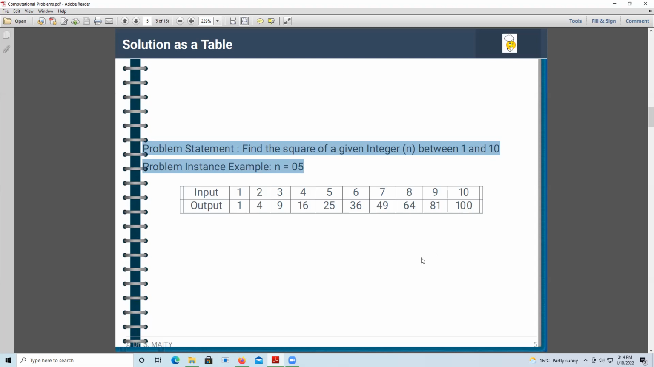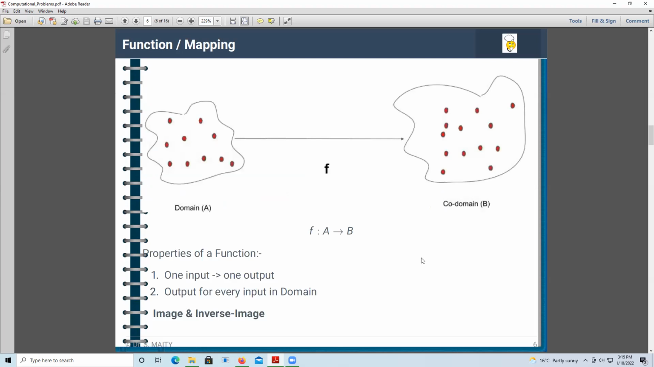No one can prevent you from creating a table with any values. That table is a relationship. But certainly all tables are not functions. Functions have two properties. For the same input, you should not get two different outputs. And for every input, there must be an output. So to summarize, for every input, there should be one and exactly one output.